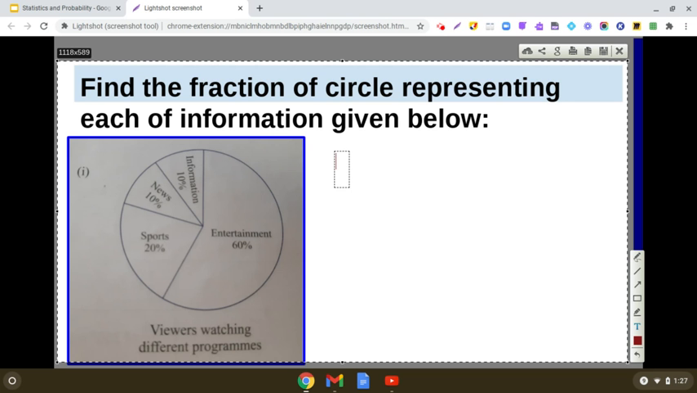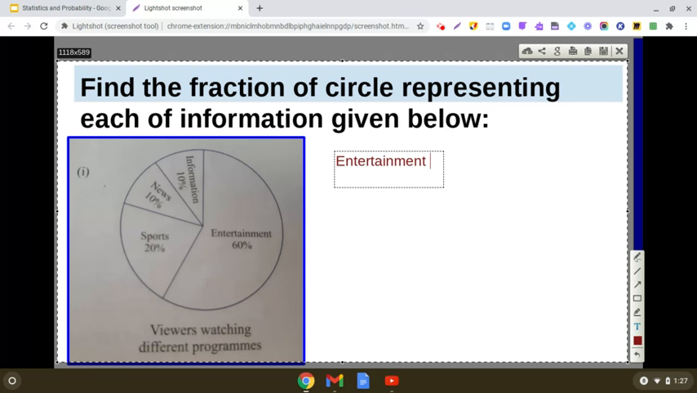Dear students, let us discuss this question. In this question, we have to find the fraction of circle representing each of the information which is given in the pie chart. So let us see the first, it is entertainment. Entertainment is representing 60%.